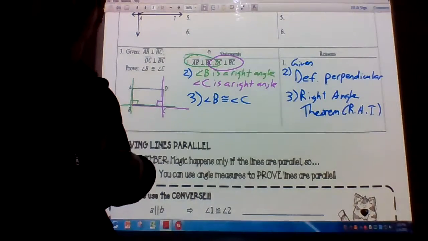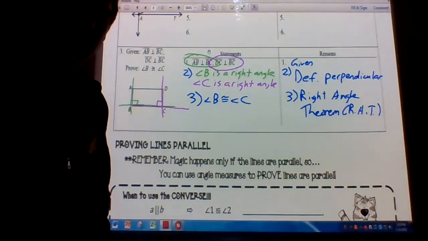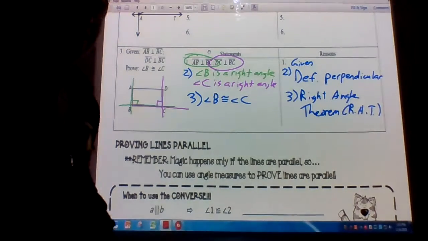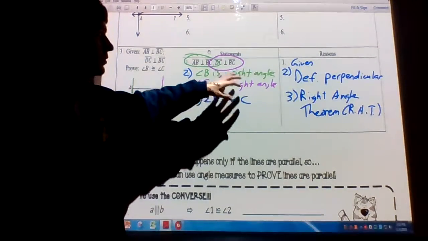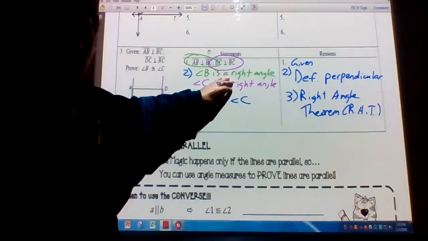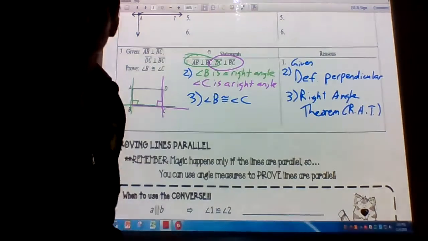We have solving: knowing that since lines are perpendicular, the angles are right angles, and therefore their measures equal 90, we can use that to help solve. You can add up complementary angles and set them equal to 90. And then we have the two types of proof. The one uses the right angle theorem. You use the definition of perpendicular to show you have right angles. Since you have right angles, you can use the right angle theorem to show that those angles are congruent.